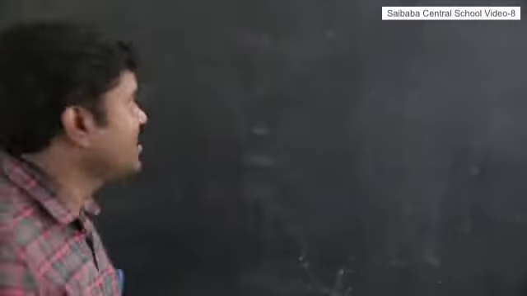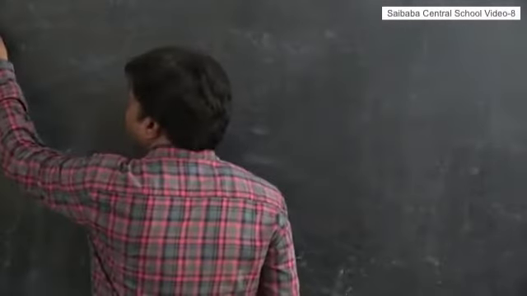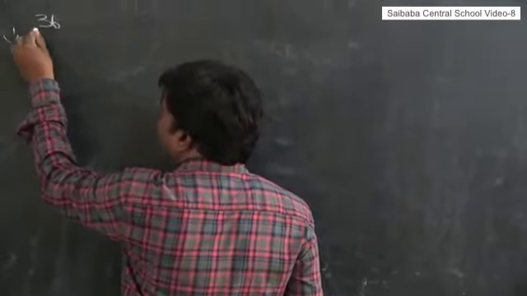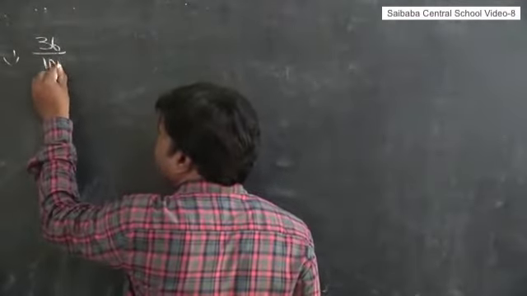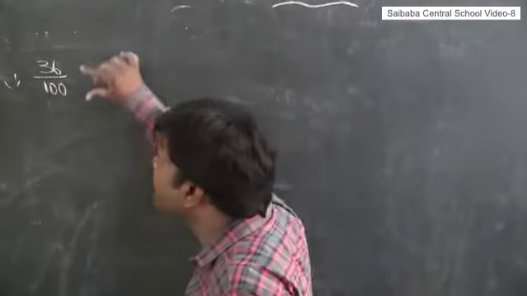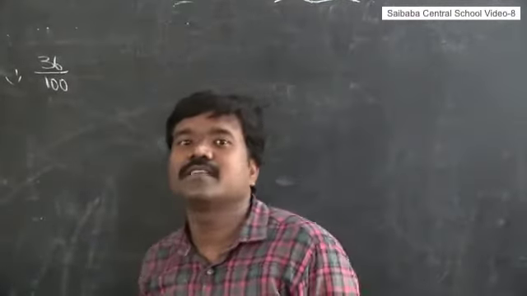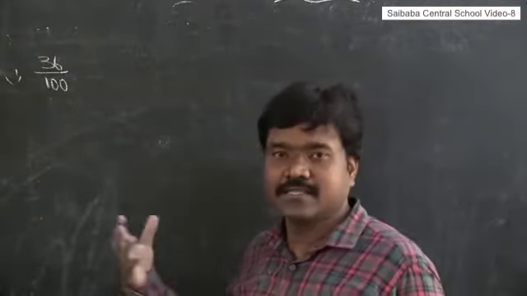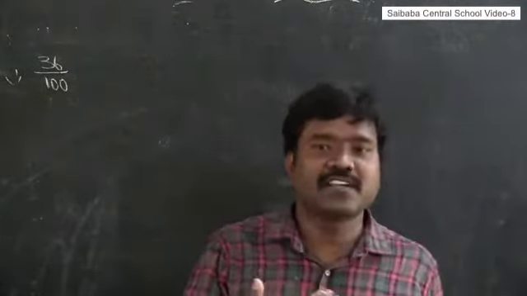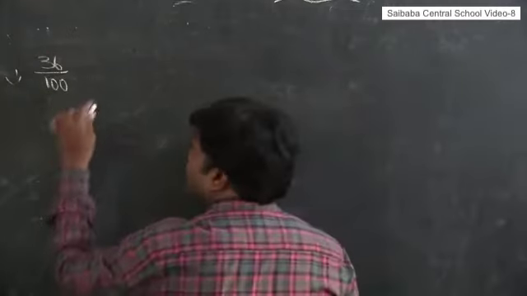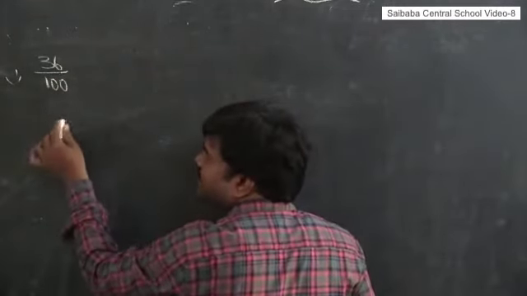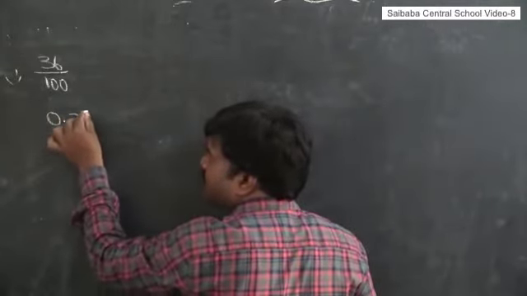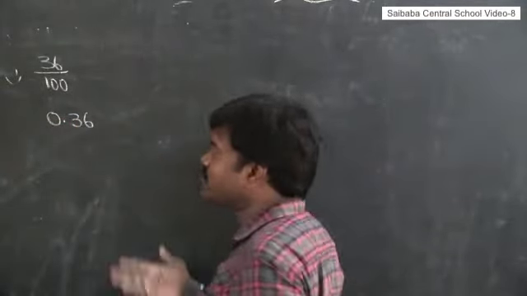Now I am giving one question. The first question is 36 by 100. He is asking us to change it to decimal form. Afterwards, he is asking what type of decimal expansion it is. For 36 by 100, we can easily write this as 0.36.